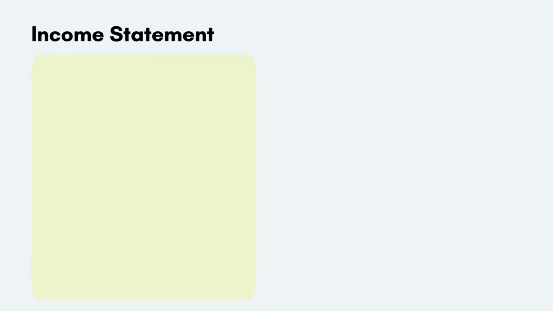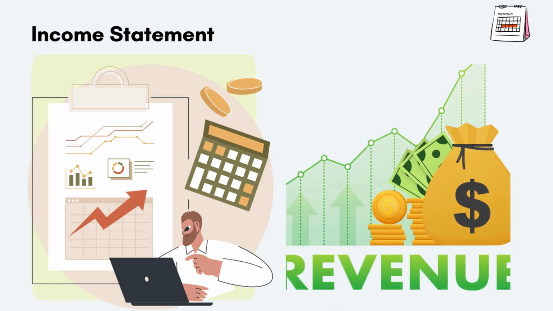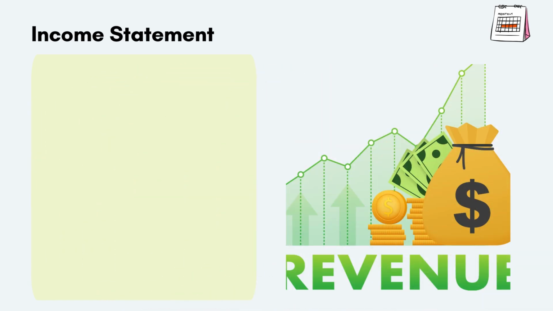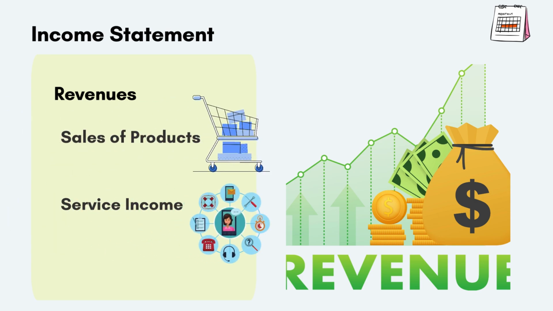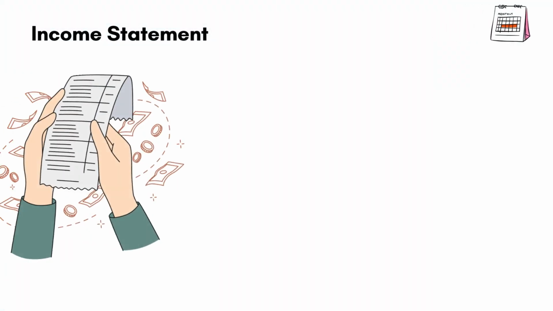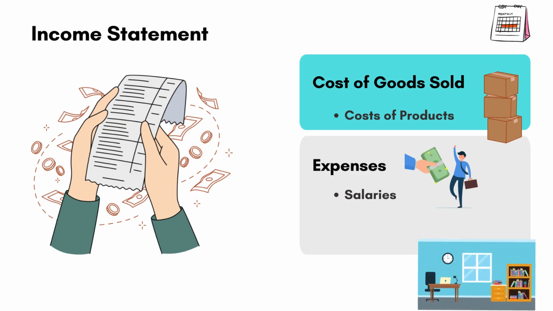Moving on to the second statement, the income statement. This statement showcases a company's financial performance over a specific period, detailing its revenues, costs, and expenses, which ultimately result in net profit or loss. Revenues represent the income generated by the company's main business activities, such as sales of products and service income. Expenses and costs, on the other hand, are the resources incurred in business operations, for examples, the cost of goods sold, salaries, office rental, and utilities.